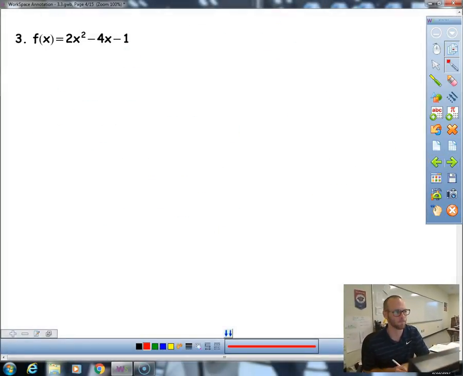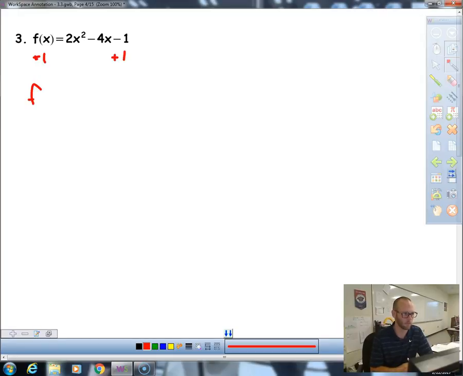Let's try another one. f of x equals 2x squared minus 4x minus 1. Again, not in standard form. That's what I want. Okay, we're familiar. We're going to add 1. f of x plus 1 equals 2x squared minus 4x. Now, we know when we complete the square, we really like that leading coefficient of 1. So I'm going to divide by 2 on both sides.